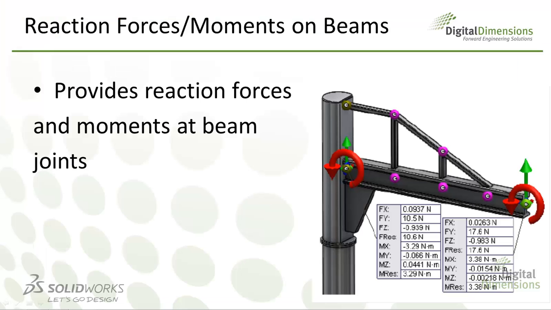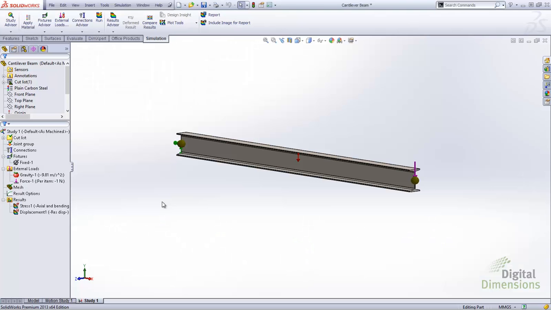The next feature we have for SOLIDWORKS 2013 is the added ability to view reaction forces and torques on beam elements. So here I have a cantilever I-beam. Notice that one joint is fixed, and the other joint has a force pointed in the negative y direction. We also have gravity acting on this beam in the negative y direction. Notice that this is meshed as a beam element, as denoted by the beam icon in the cut list.